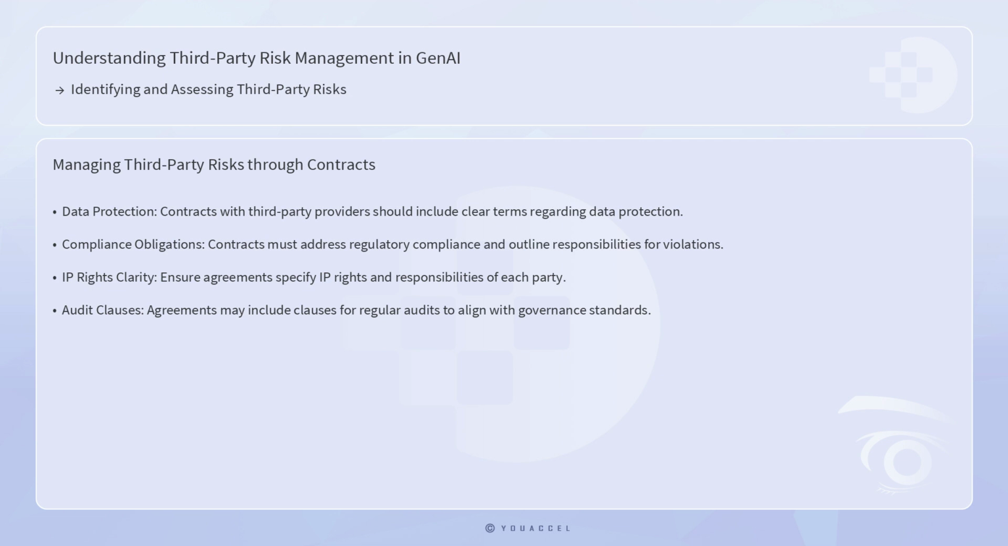Contractual agreements play a crucial role in managing third-party risks. Organizations should ensure that contracts with third-party providers include clear terms regarding data protection, regulatory compliance, and IP rights. These agreements should also outline the responsibilities and liabilities of each party in the event of a data breach or compliance violation. Additionally, organizations may include clauses that allow for regular audits and assessments of third-party practices to ensure continued alignment with governance standards.